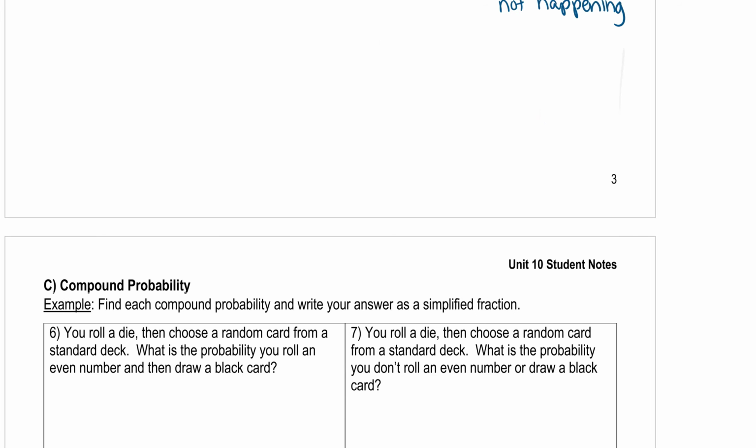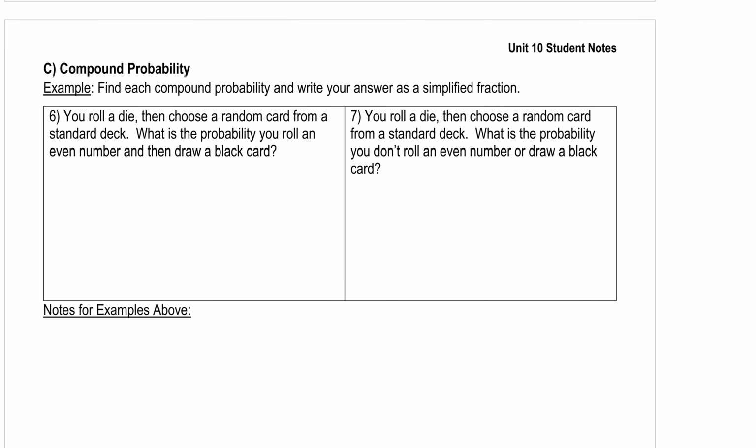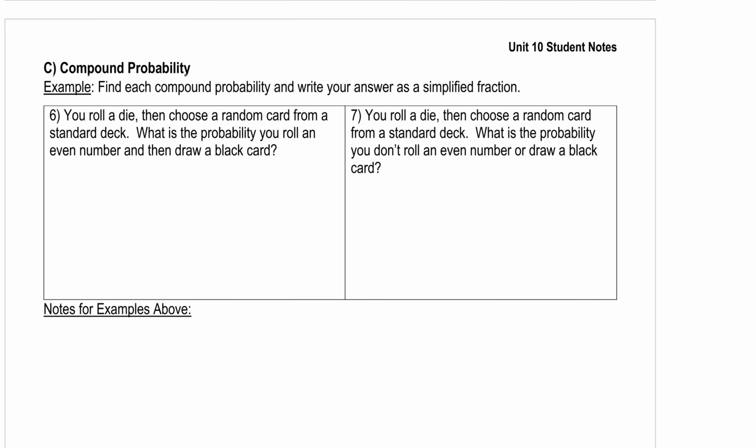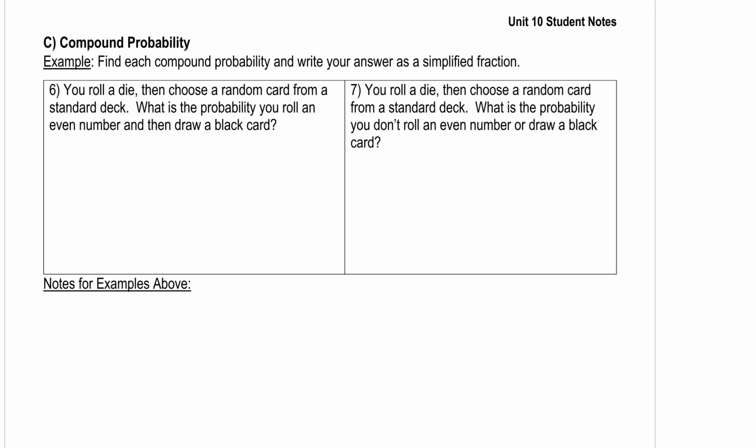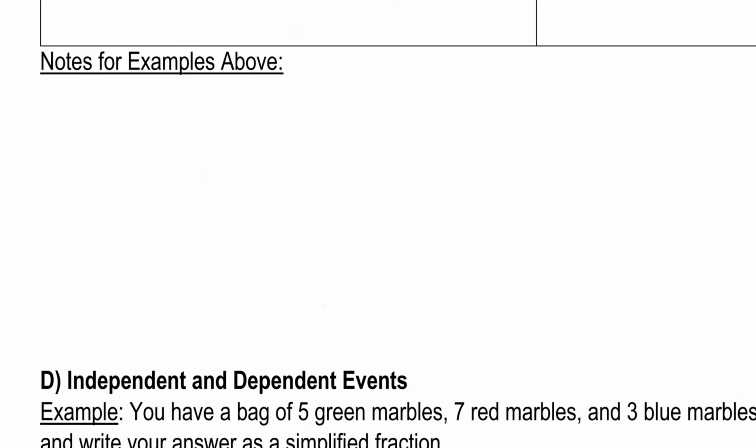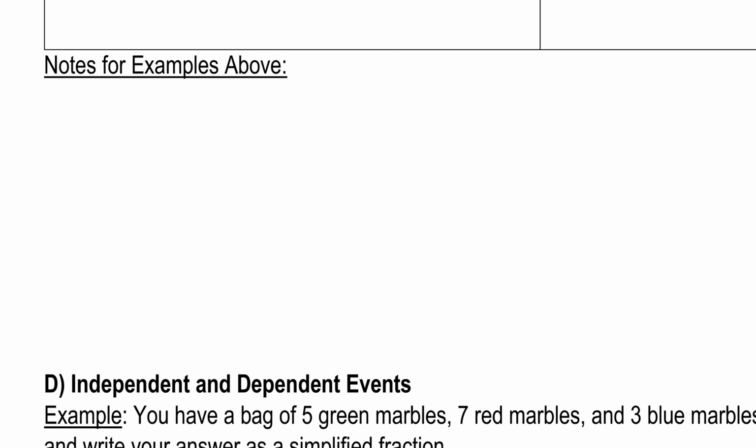Okay, so that was simple, and now we're going to have compound. So compound just simply means I have more than one event happening together, or like one after the other kind of thing. Okay, so there are some things with compound probability that you need to know before we even look at the problems. So we have what's called AND events, and then we have OR events.